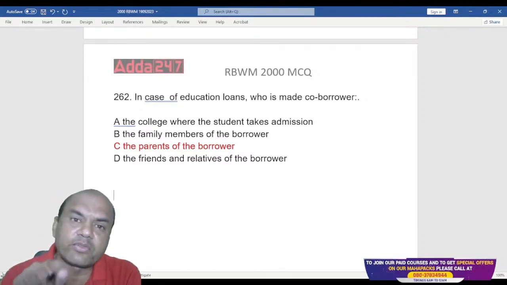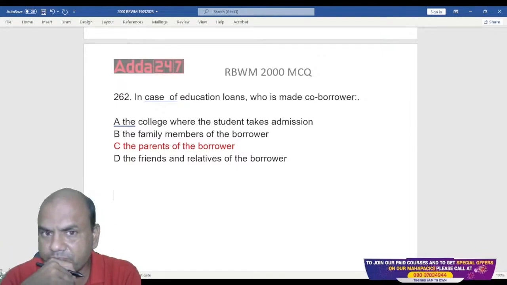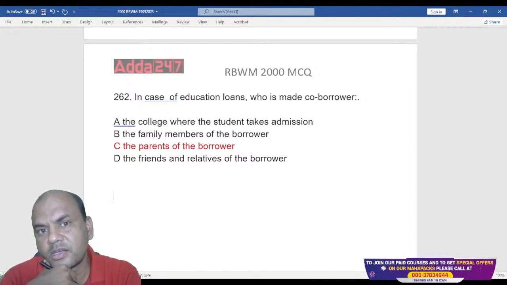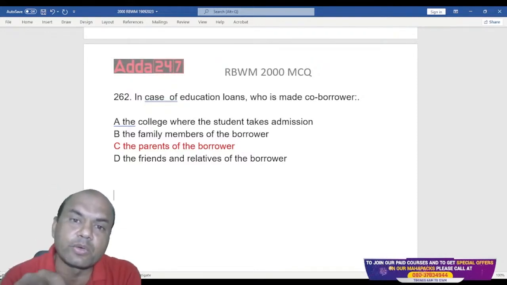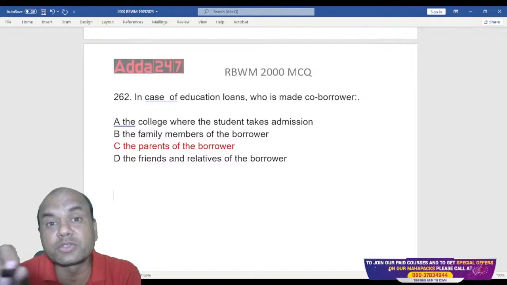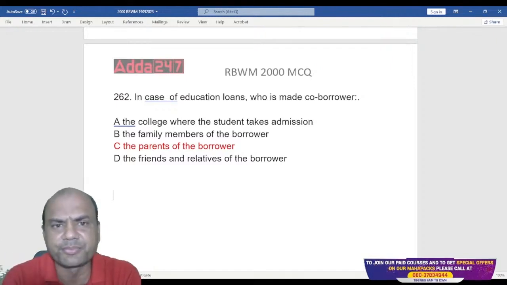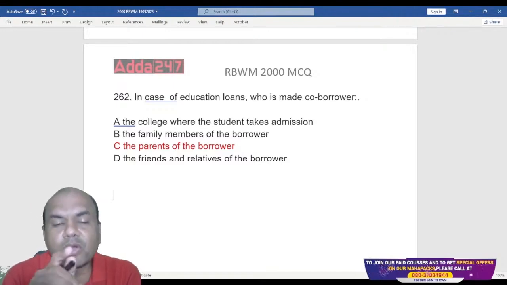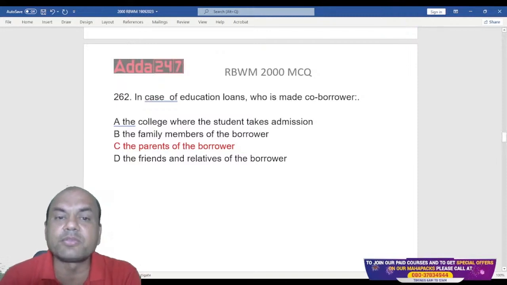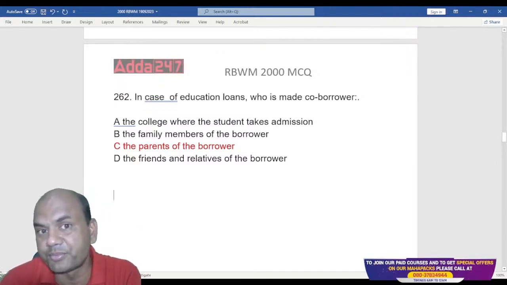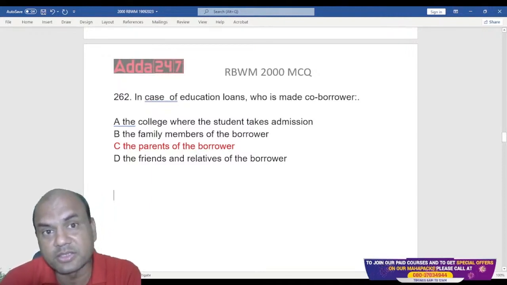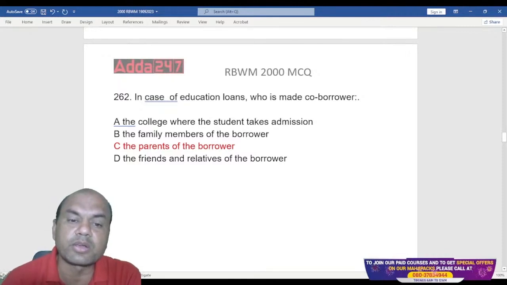Then what is expected from that loan? Who should repay that loan? Should the parents repay it or should the student repay it? What is expected from that loan? It is expected that the student should complete the course and repay the loan by joining a job or doing some business, anything. So that is the logic behind it. Student should repay. But we take parents as a co-borrower. Why? Because if the student doesn't get a job immediately, or if the student fails, the loan is to be repaid in any case. So that repayment will be done by the parents as co-borrower.